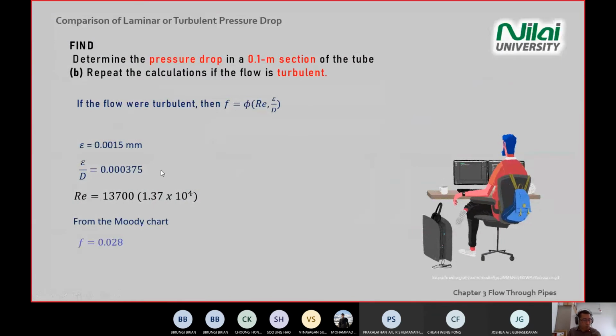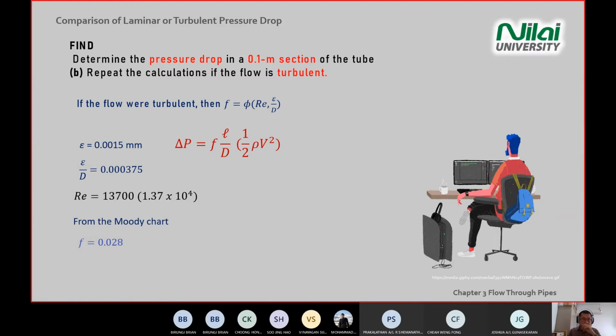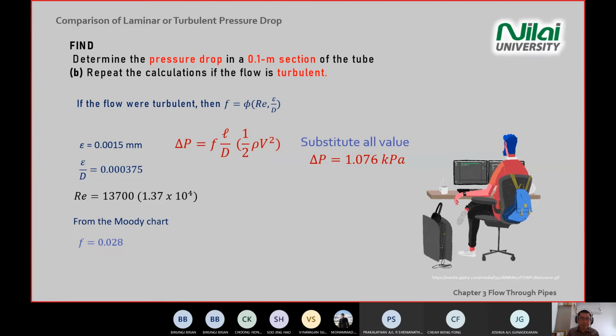Okay, so we move forward. From the Moody chart, we get our friction factor equal to 0.028. And then we pull our equation: delta P equals friction factor times length divided by D times half rho V squared. You substitute all the values, and you'll get 1.079 kilopascal. This is by using the Moody chart.